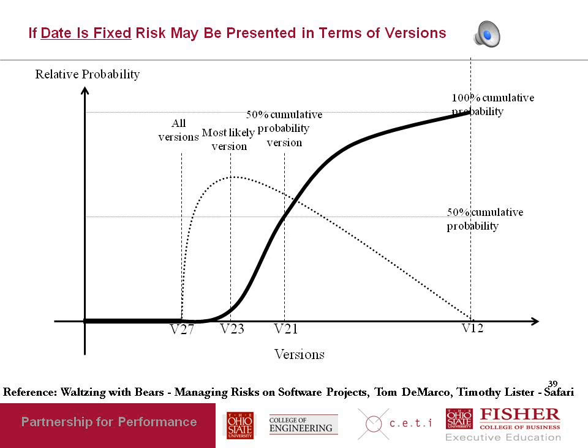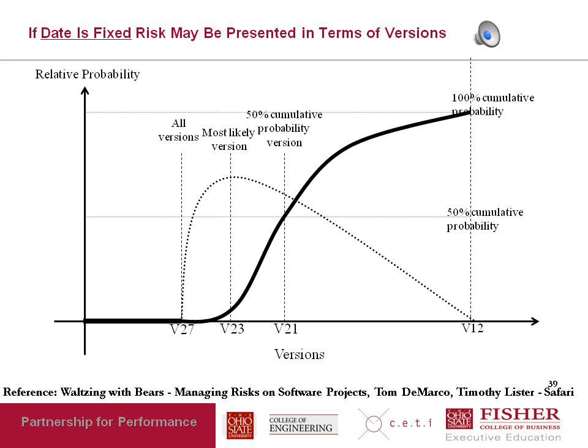Then what is really being plotted here is that the probability that you will only get V12 in this release is 0. And the probability that you'll get as much as V27 in this release is 0. But you're very likely to get V23 as part of this release. You're less likely to get only V21 as part of this release, and so on. Okay. So once again, this graph is for a particular date. The date is fixed, and the graph is of the probability of getting a particular version on that date.